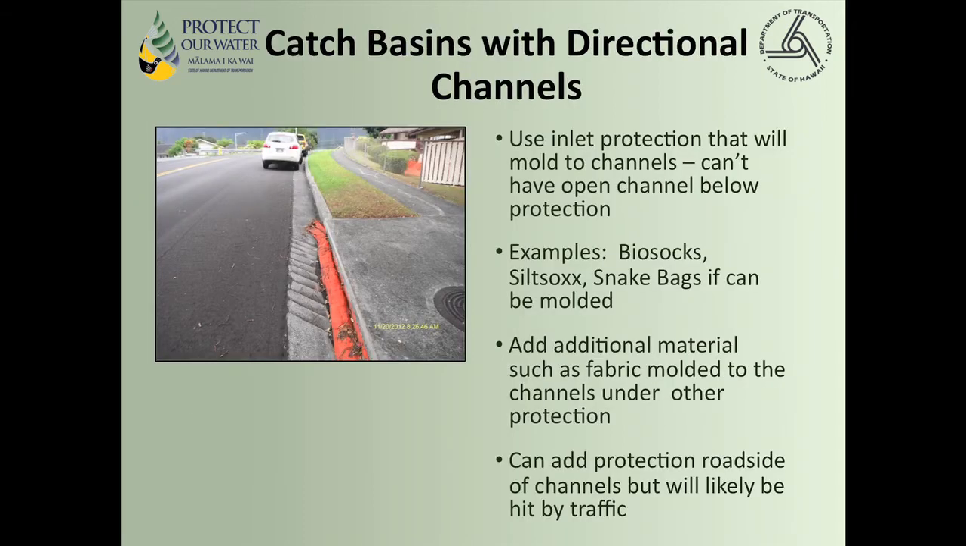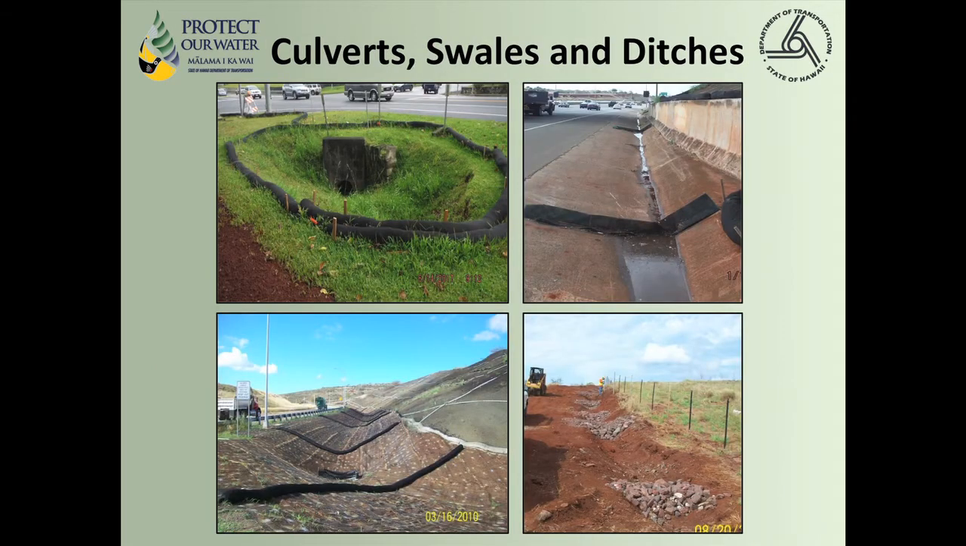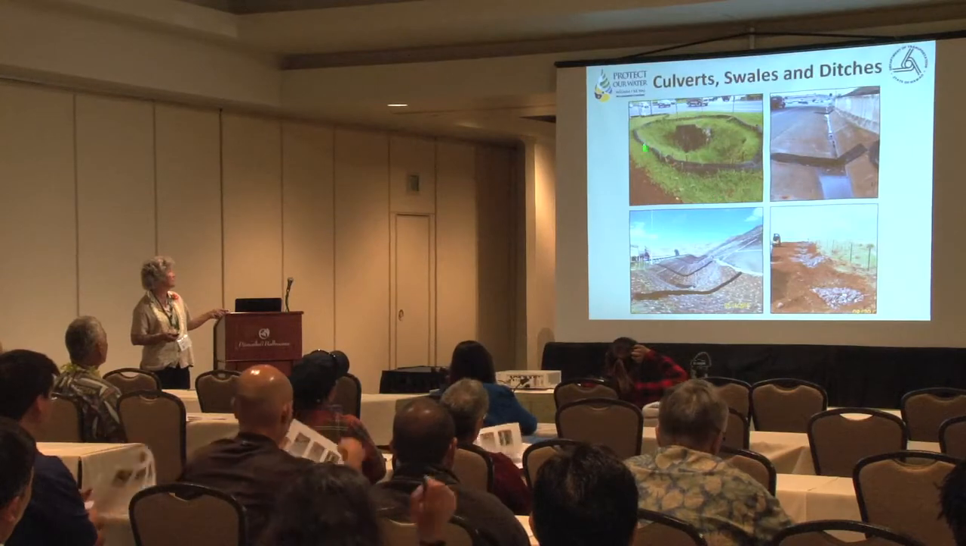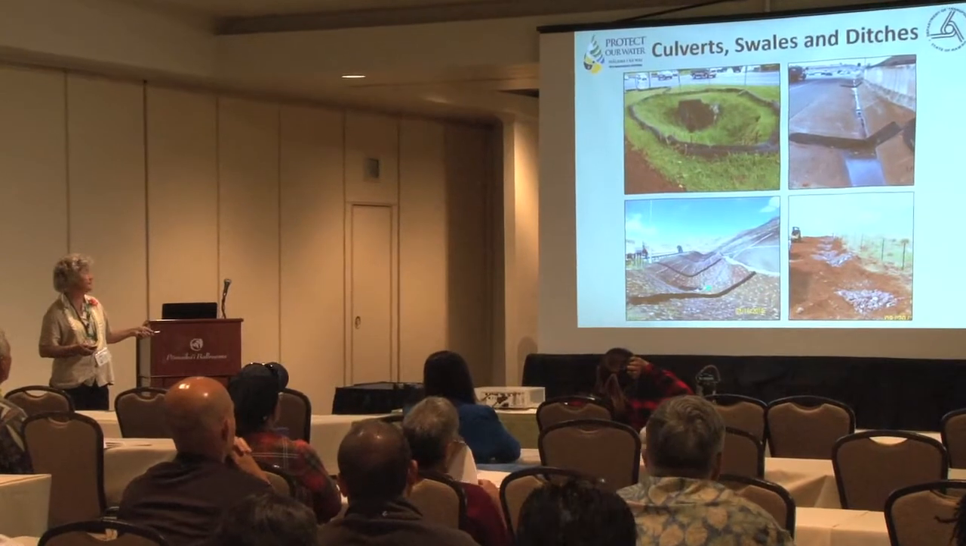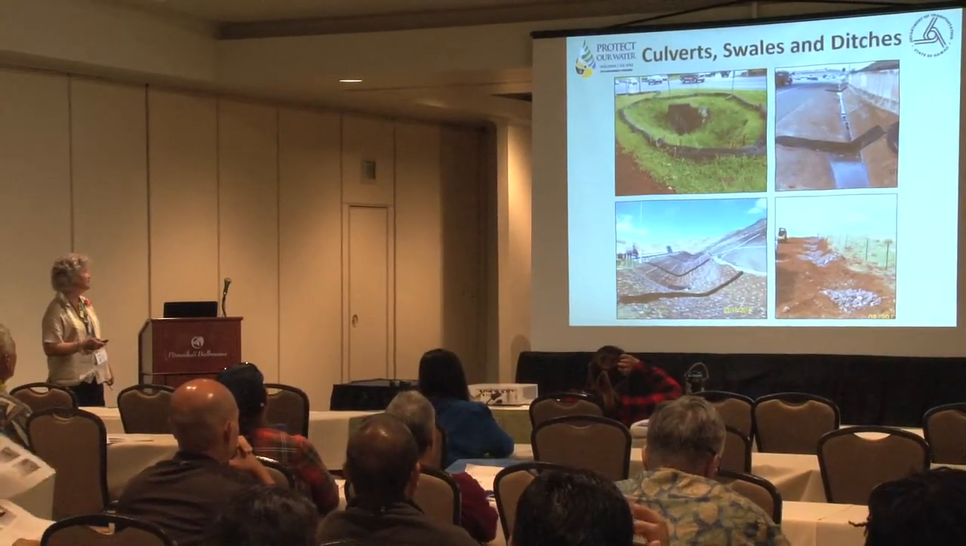With directional channels, you need to make sure that whatever you're using, the spaces in those directional channels are plugged. The easiest way to do that is to wedge fabric under the standing bag. Culverts, swales, and ditches need to be protected. You can use biosocks all the way around, and check dams. These are 3 examples of check dams in the swales.